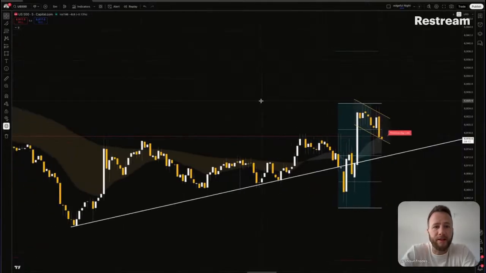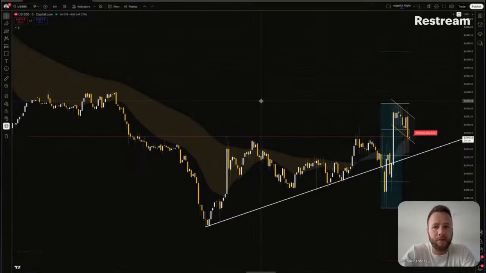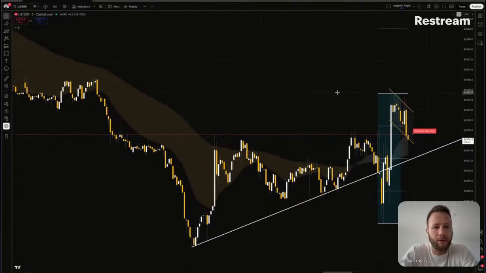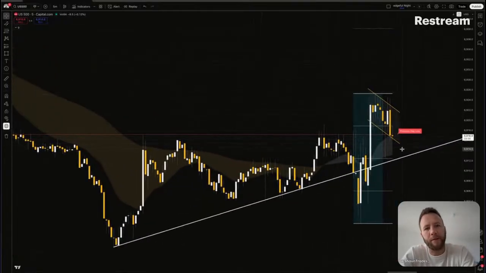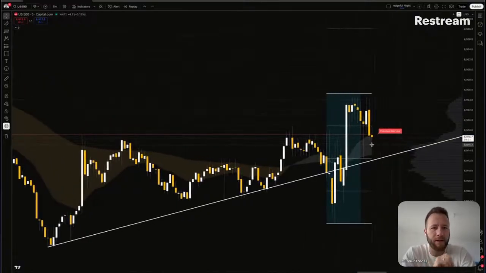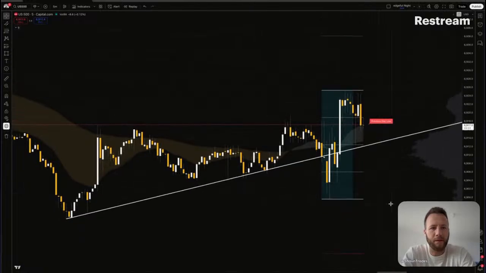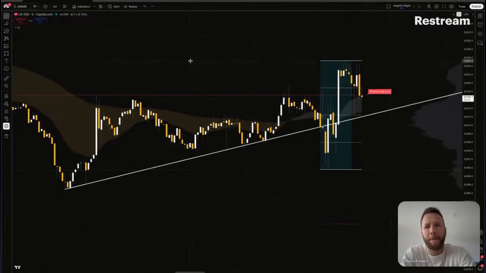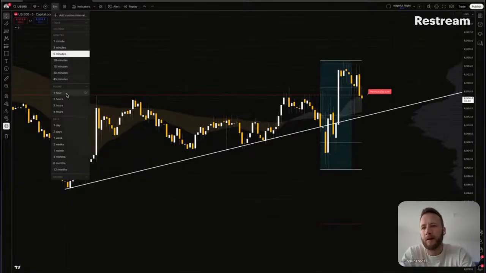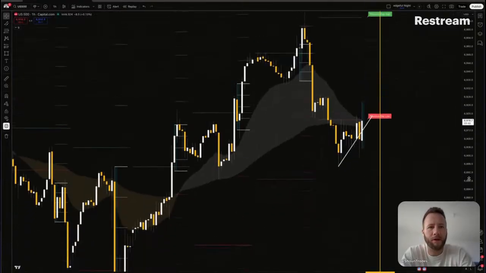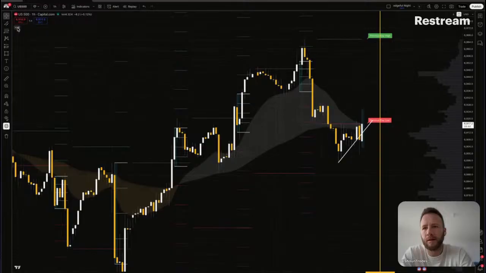Now, what you could do, I'm not going to because it's not really in my playbook, but you could get into this area because we're at that 5-minute cloud. You can see there's lots of support below us. But I think if that was to break to the downside, we might see a bit of an aggressive break for sure. Let's go back out to the hour chart and see if we can draw some levels on the screen here. For now, we'll get rid of that indicator.